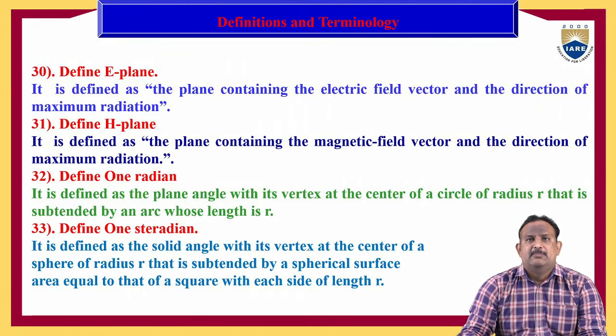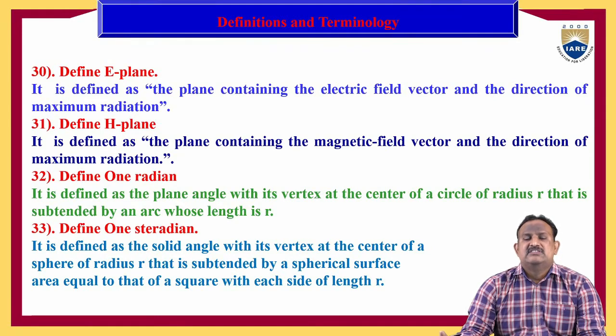Define E-plane. The E-plane is the electric plane. It is defined as the plane containing the electric field vector and the direction of maximum radiation. Similarly, define H-plane. It is defined as the plane containing the magnetic field vector and the direction of maximum radiation. Define 1 radian. It is defined as a plane angle with its vertex at the center of a circle of radius r that is subtended by an arc whose length is r.